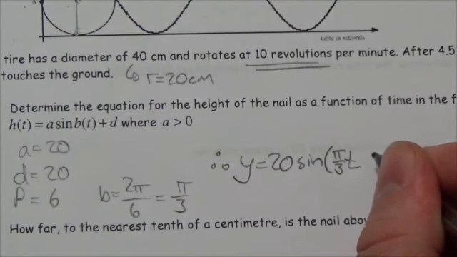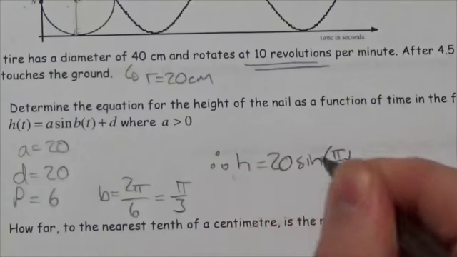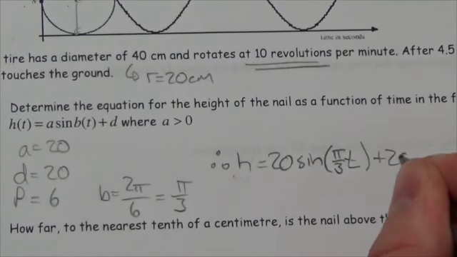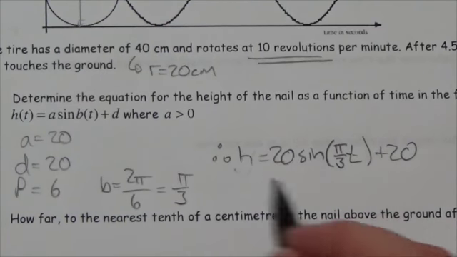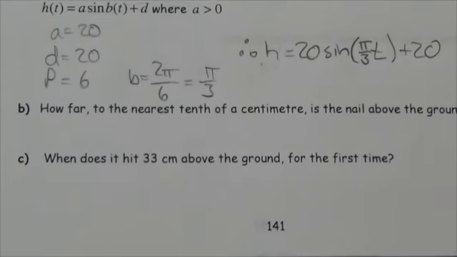They've got t here. Sorry, I probably should have used h instead of y, actually. H is equal to 20 sine of pi over 3t plus 20. And so there's the equation that we're looking for. Now let's move on and take a look at b.